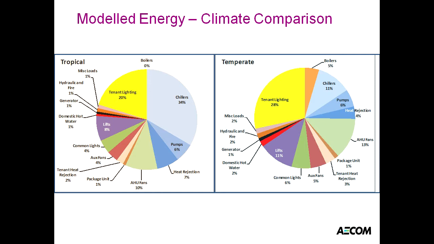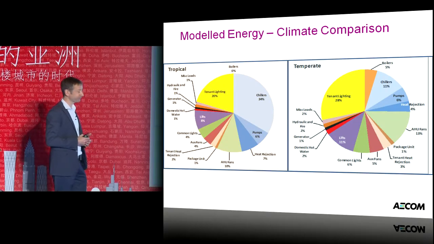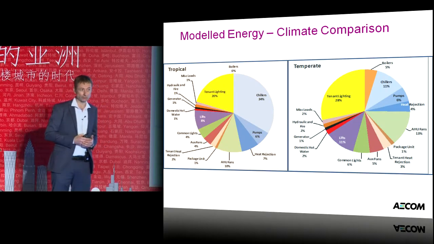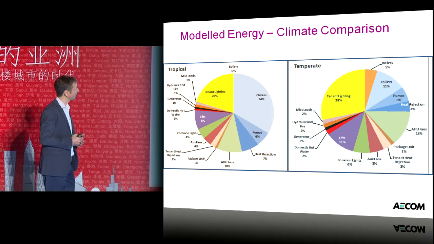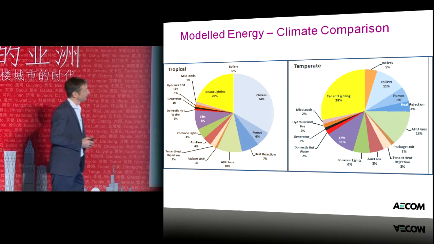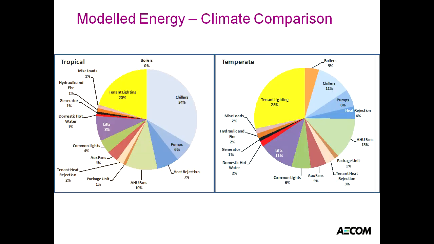And then, of course, you get down to the smaller things like maybe a few package units for the security office or computer room or something like that. There's the auxiliary fans like toilet fans and car park fans. Lifts are about 8% for this building, generally. And tenant lighting about 20%. Then when you look at the temperate climate, you can see that there's quite a shift in the cooling demand of this building.